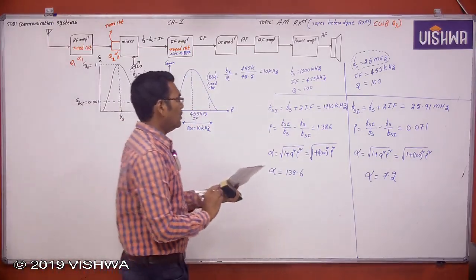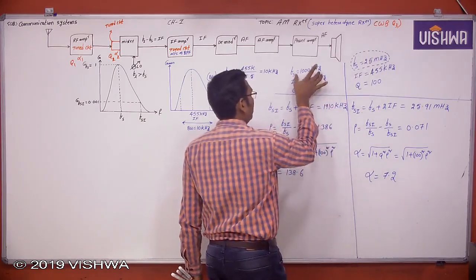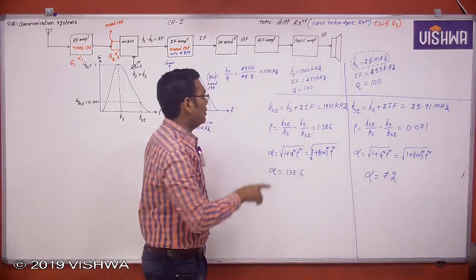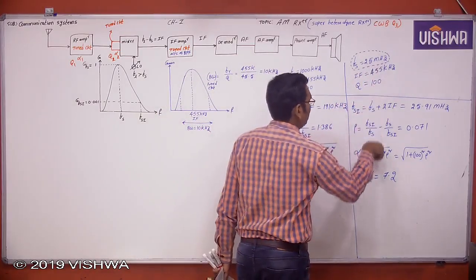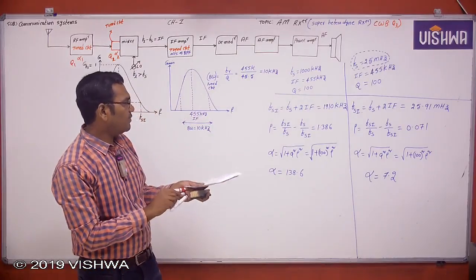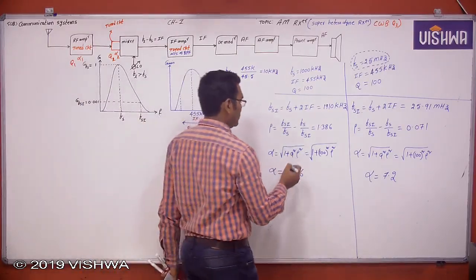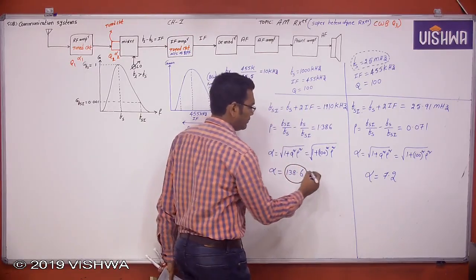Observe these two problems, okay? Now question number 3. The receiver is tuned to 1000 kilohertz and these are the image rejection ratio values, but in the other case the receiver is tuned to 25 megahertz. These are the values. So what you want to identify here is, image rejection ratio 138.6 is okay, good.